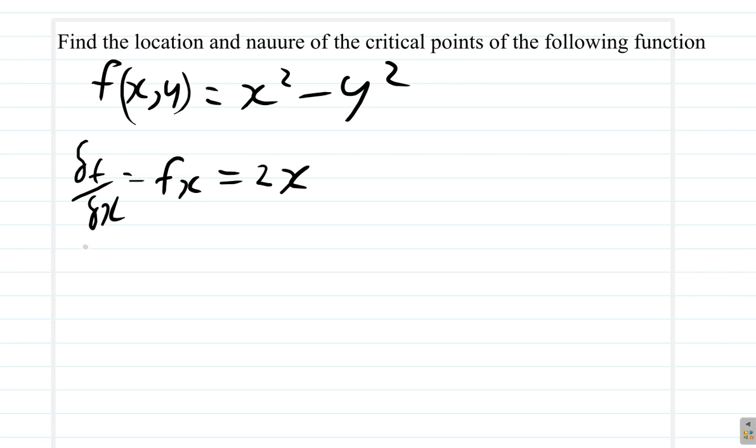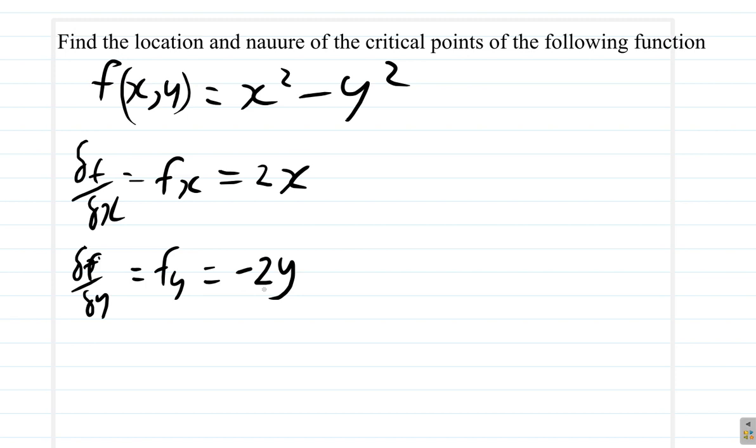Here, let's find del f by del y, which we also call fy. We're going to get negative 2y. The same reason as before. y is our variable, and we treat x as a constant.